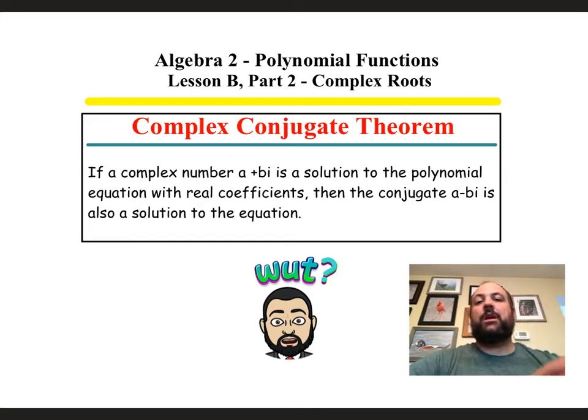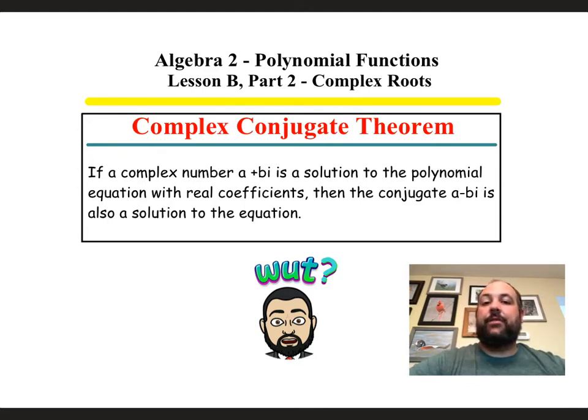Today what we're going to do is we're going to add on, and we have this thing that's called the complex conjugate theorem. So basically what this says is that if we have a complex number a plus bi as a solution to a polynomial function or equation, we know that the conjugate a minus bi is also going to be a solution. So what that means is last week when we talked about our real and rational solutions, those are complex numbers, but the imaginary part is 0.